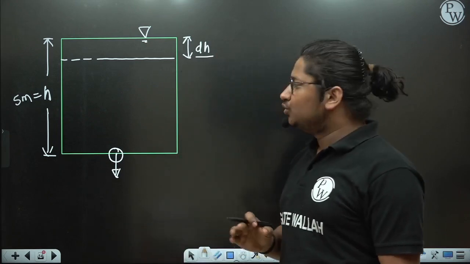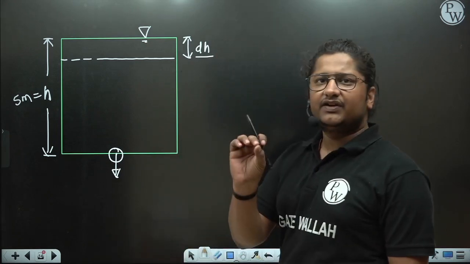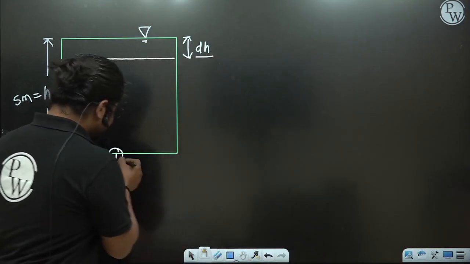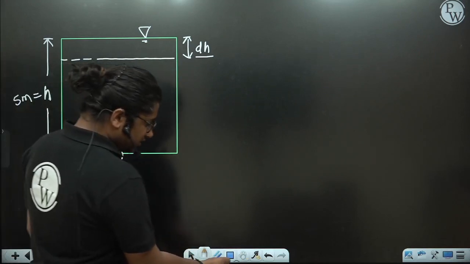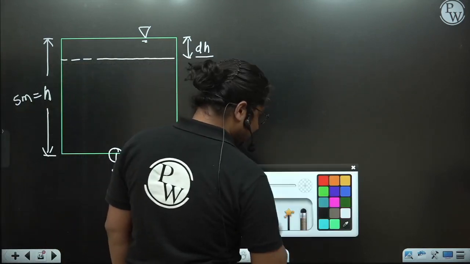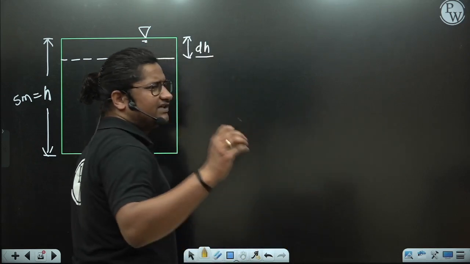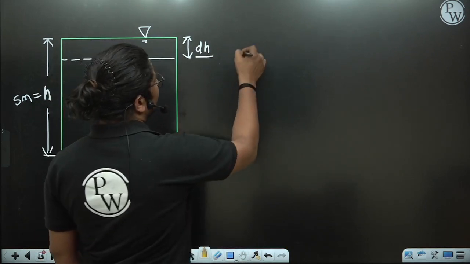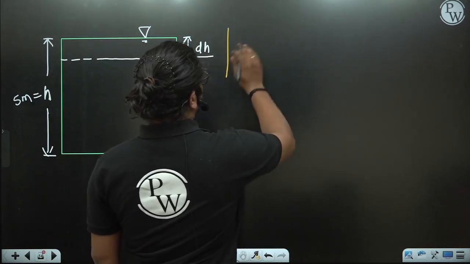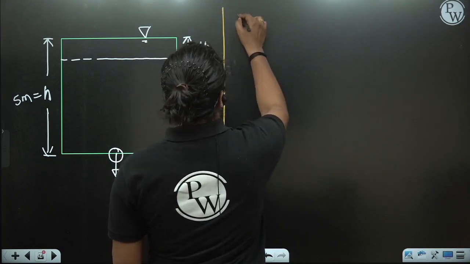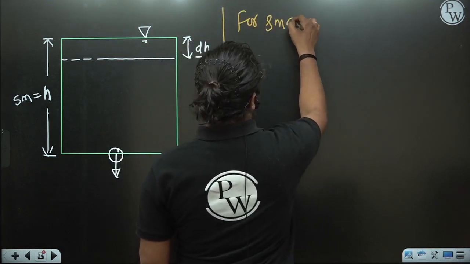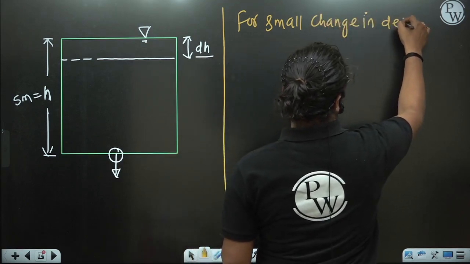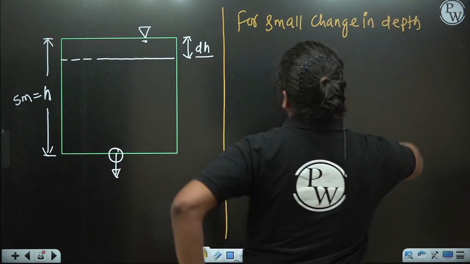So basically what you do, you first find out for a small change. Let us say for a small delta H change. This is the orifice through which the discharge is coming out. I'm not considering from 5 to 3.5 right now, I'm just considering delta H, a small change in depth.